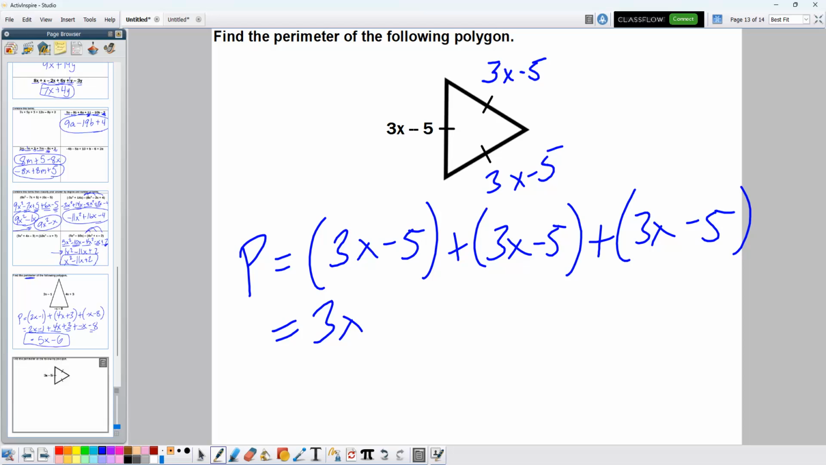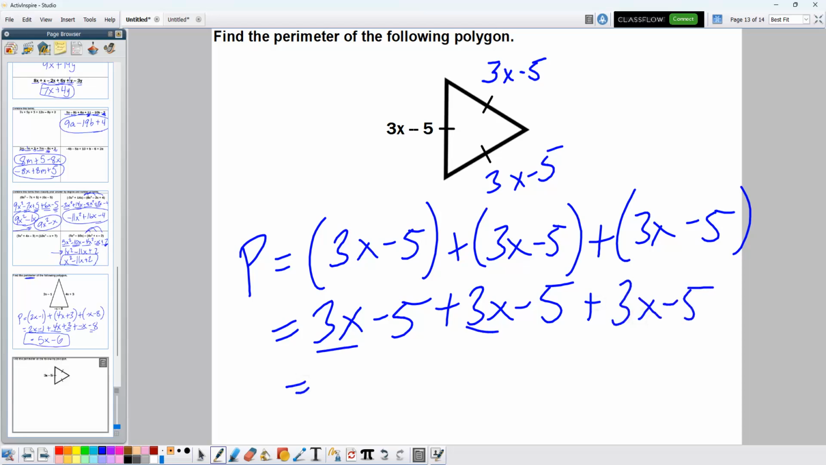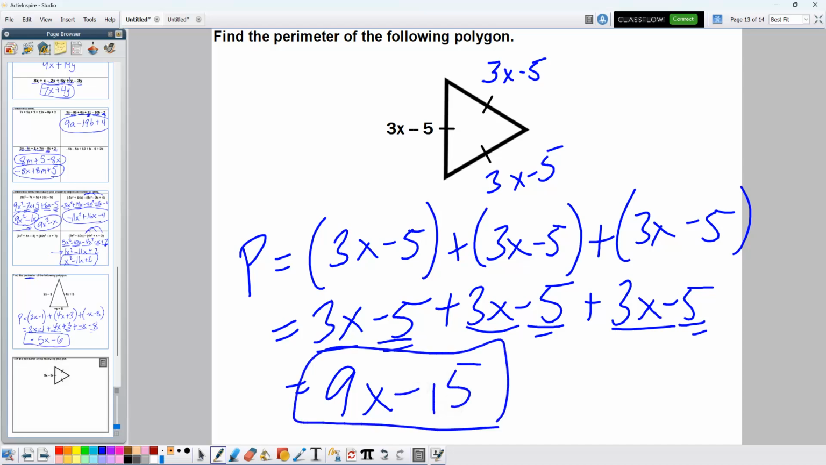You could drop the parentheses because there are plus signs right there. And then combine your like terms. 3x plus 3x plus 3x would be 9x. Negative 5 minus 5 minus 5 would be negative 15, just like that.